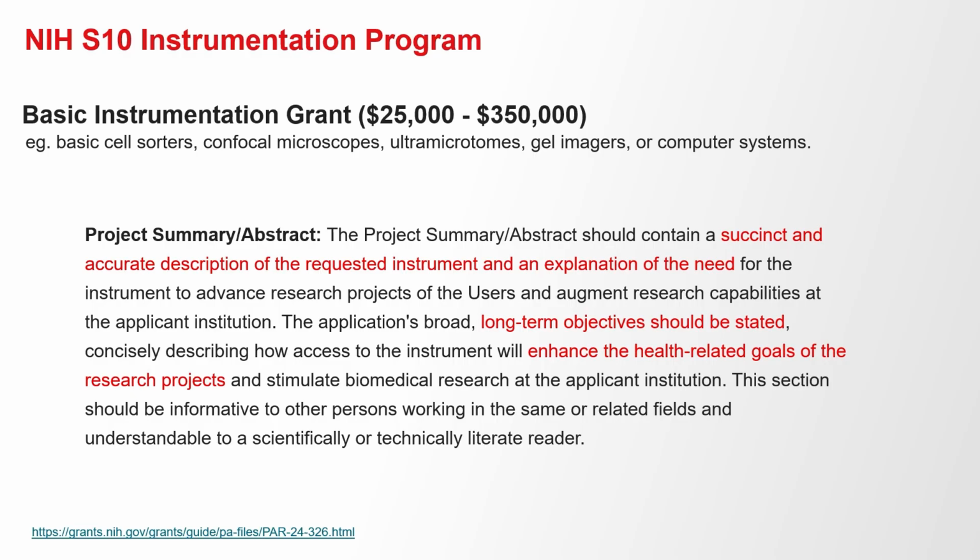I know I don't want to go over every detail. We could be here for hours doing that, but I do want to just pull out a few pieces. So here, for example, this is in every single one of them, whether it's the basic or the high-end instrumentation request. You have to write a project summary. And what I've done is to highlight what that summary should say: succinct and accurate description of the instrument and an explanation of the need. So you can use those very words. The reason we need this instrument is because. So the reviewers are going to be looking for those types of words.